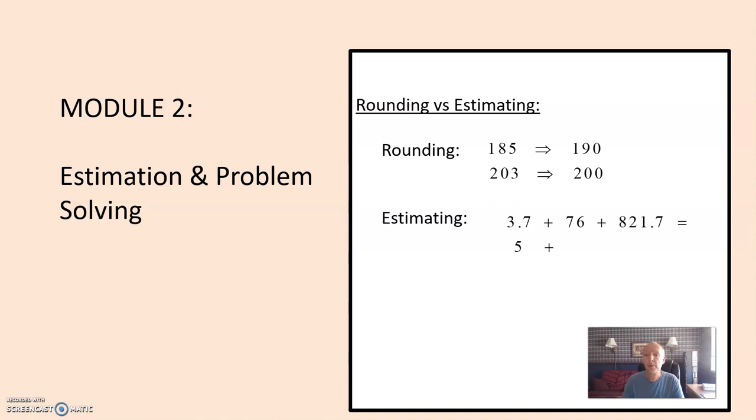So if we were to round 3.7, that's close to 5. If we were to round 76, that's close to 80. And if we were to round 821, that's close to 820. So we would round these numbers at the beginning of the process to now make the computations easier, possibly without a calculator. 820 and 80, that's 900. And when you add in 5, that's 905. So that's an example of estimating.